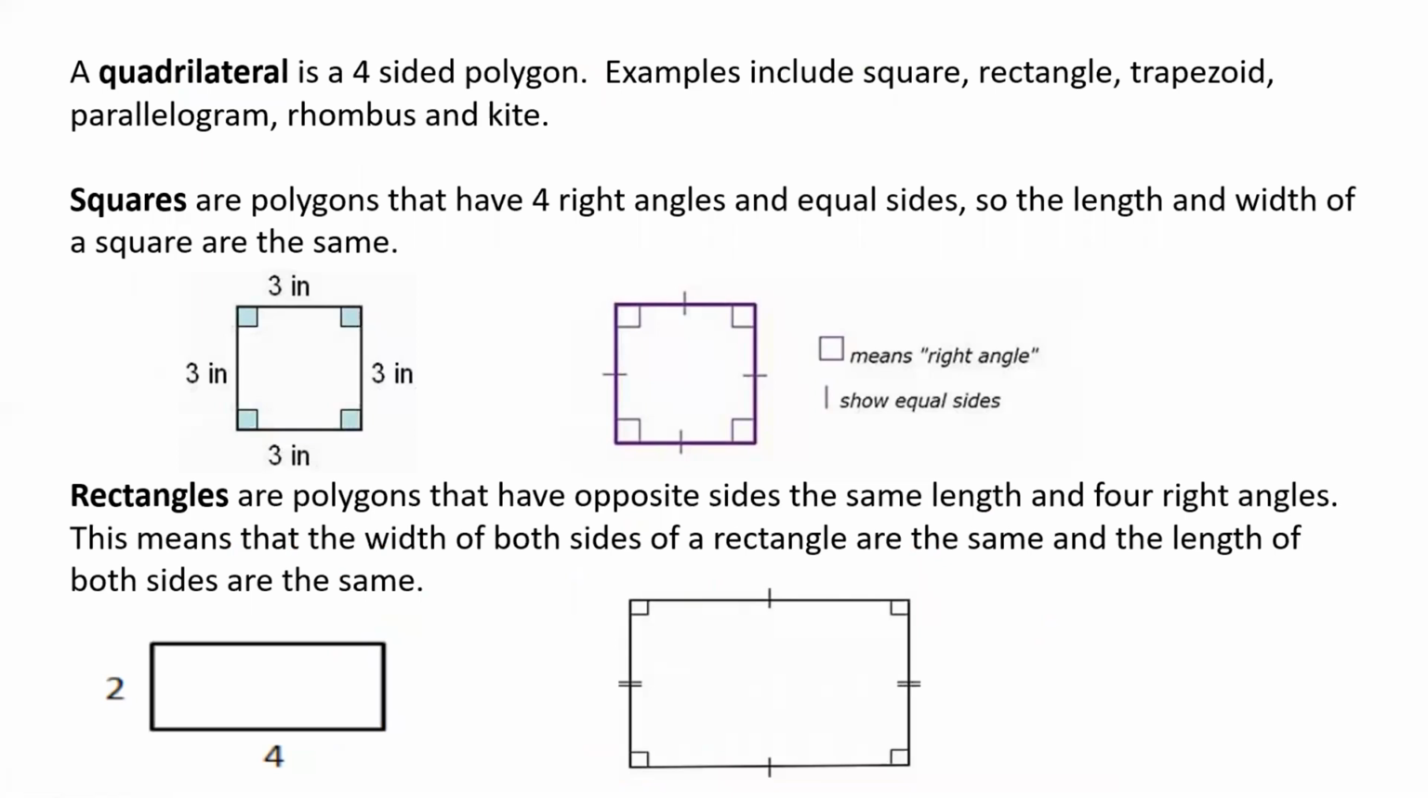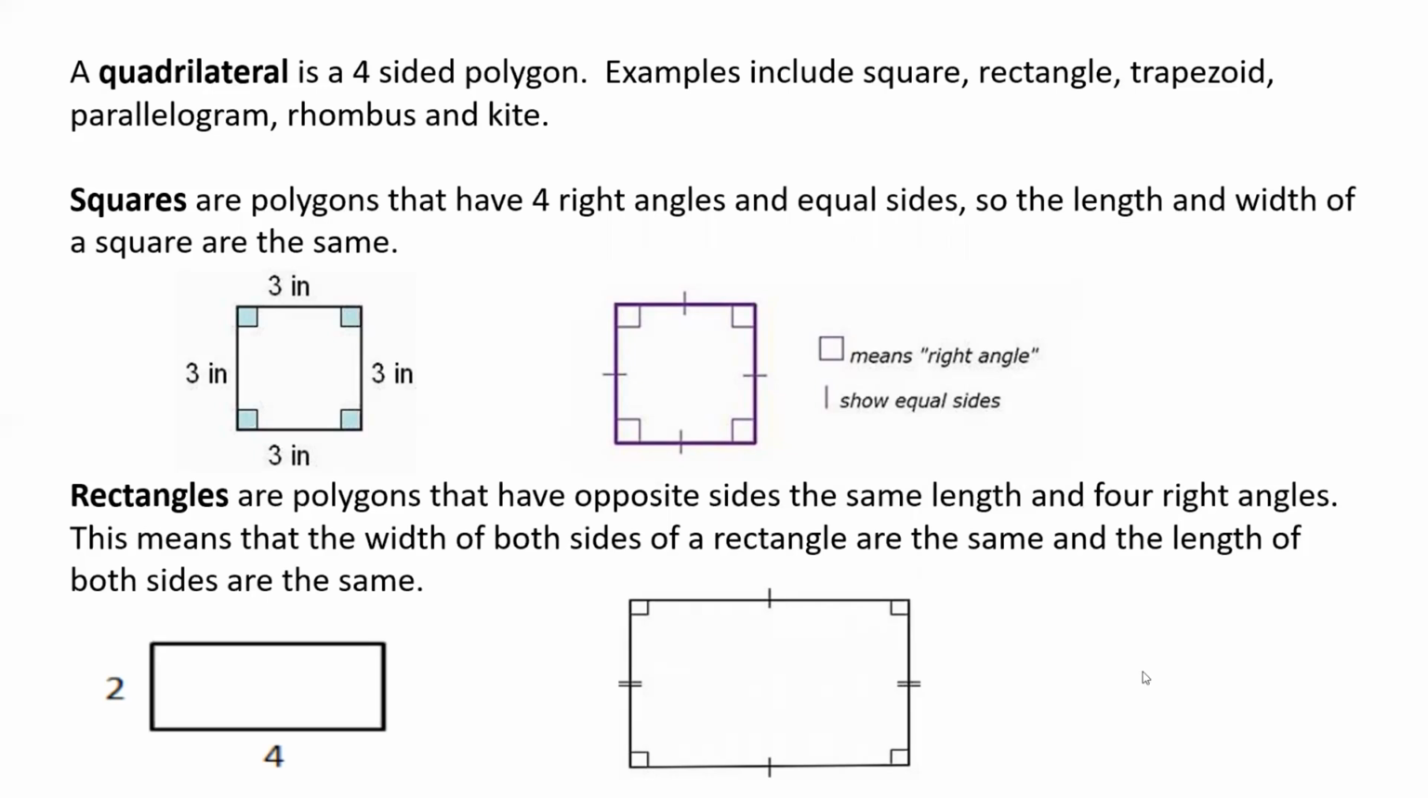Now, a quadrilateral is a four-sided polygon. Examples include square, rectangle, trapezoid, parallelogram, rhombus, and kite. The two we are going to focus on today are squares and rectangles. Squares are polygons that have four right angles and all equal sides. So the length and the width of a square are the same.